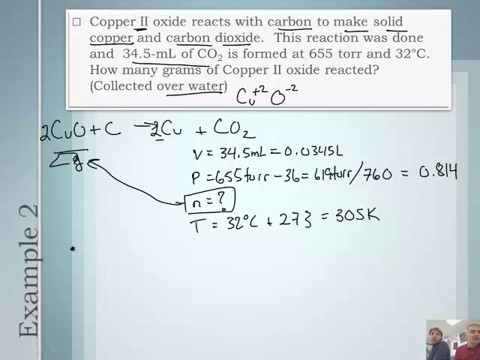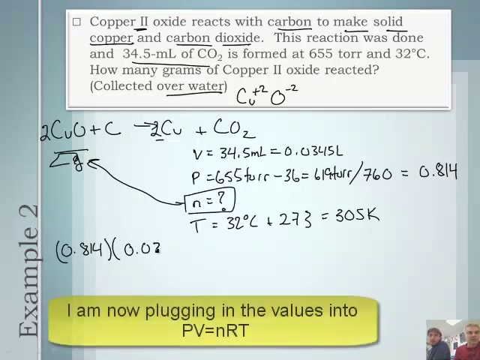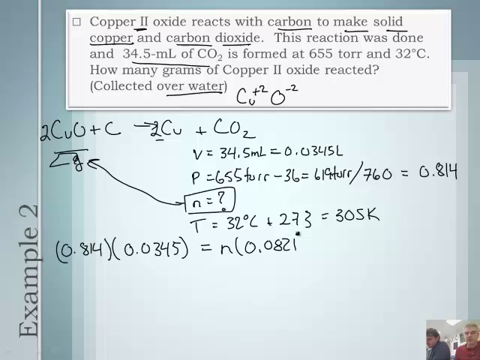P is 0.814. I'm not going to put the units in there. V is 0.0345, equals n. We don't know that. R, of course, is 0.0821. Notice I'm just plugging in my numbers, and my temperature is 305. n is 1.12 times 10 to the negative third, and that's moles of carbon dioxide.